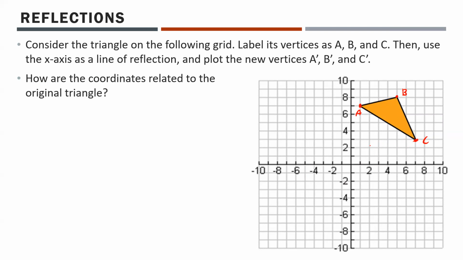Now it says, then use the x-axis as a line of reflection and plot the new vertices. What that means is we want to use this x-axis as if it was some sort of mirror, right? So we're crossing this over and we're flipping it over to the other side.